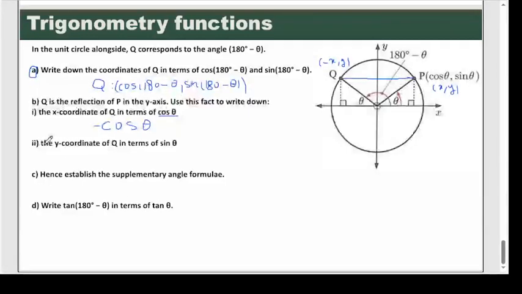Part 2 says the y-coordinate of Q in terms of sine theta. As I said, reflecting across the y-axis doesn't change the size or sign of y. So if my y was sine theta, here it would be sine theta.